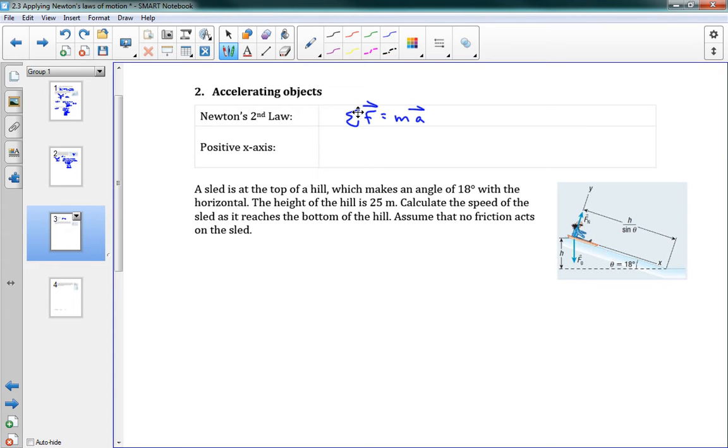Okay, and just like in the very first problem we looked at, we're going to use this trick of changing our positive x-axis to a convenient direction. We're going to use this from now on. So the trick here is that we set the positive x-axis, so we set this to be the direction of the net force.